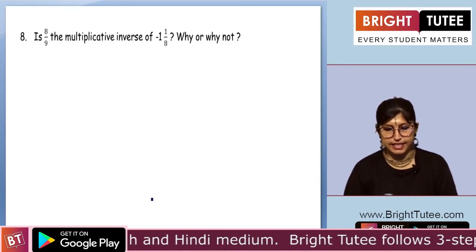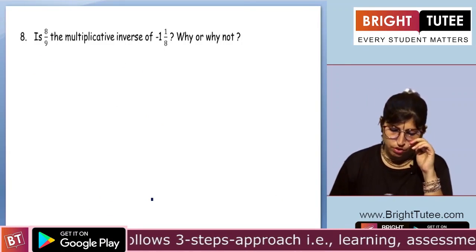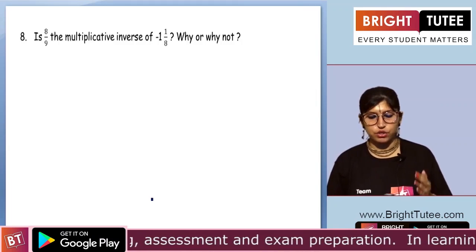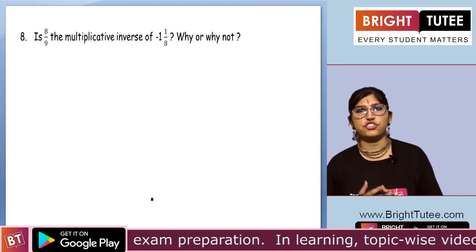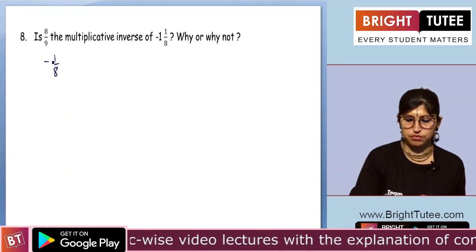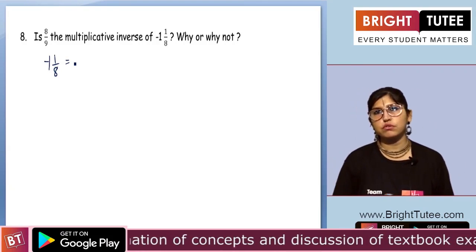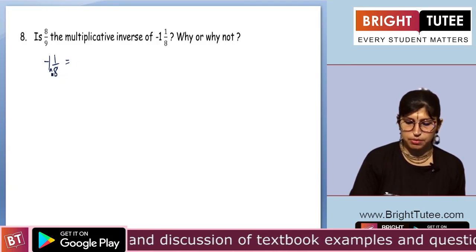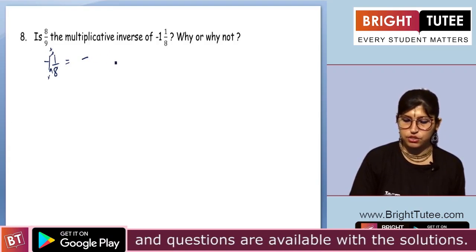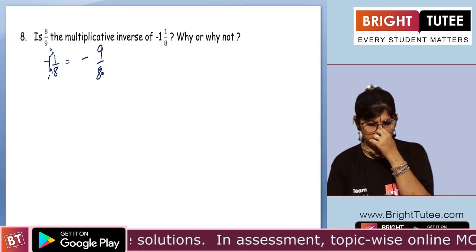Question 8 says, is 8 by 9 the multiplicative inverse of minus 1 1 by 8? Why or why not? So first of all, let's just check what minus 1 1 by 8 is. How do we convert this mixed fraction to an improper fraction? Multiplying these two, and whatever comes we'll add it. So there will be a minus sign as it is. So 8 times 1, 8, plus 1 is 9. So we'll be getting minus 9 by 8.